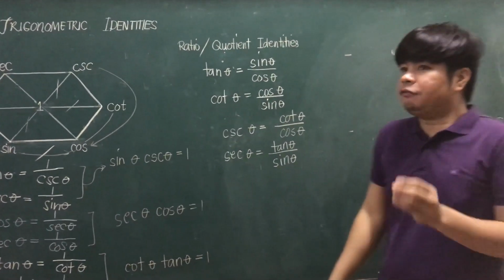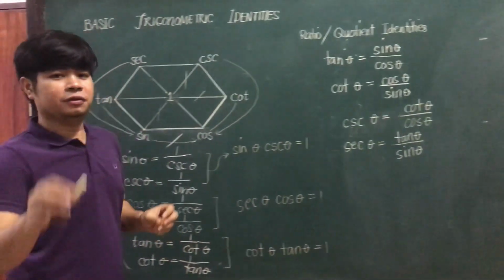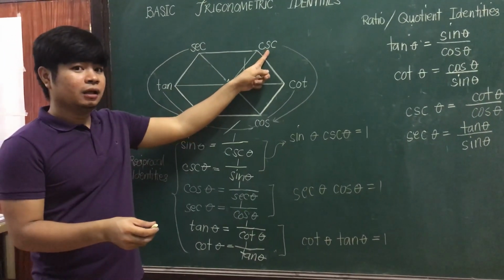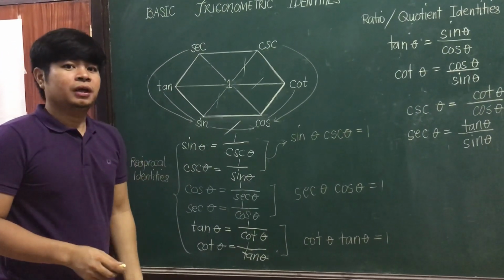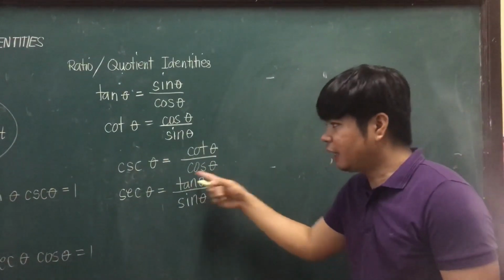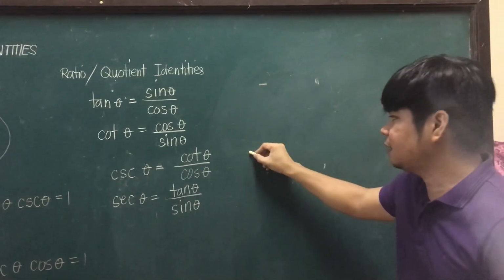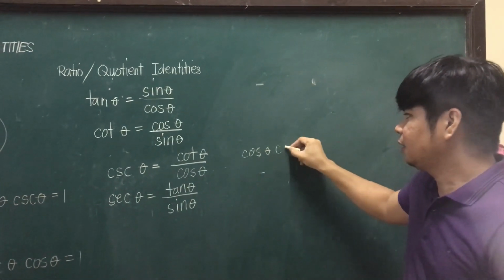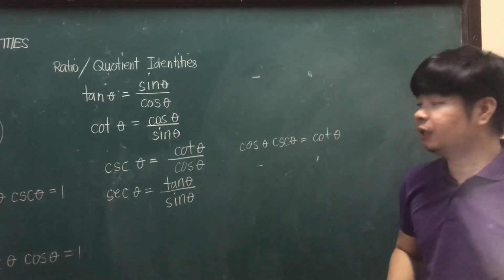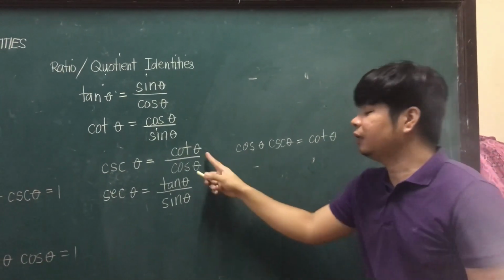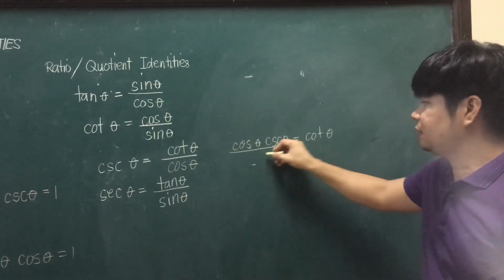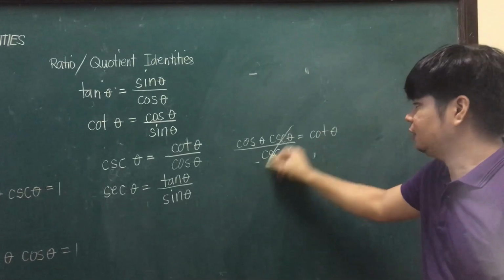Okay? But if in your mind you think that tangent theta is secant theta times cosecant theta, let's check if that is true. And for us to, maybe we can generalize another. So cosine theta times cosecant theta will give us cosine theta cosecant theta, and that is equal to cotangent theta. Now we're going to find cosine theta in terms of cotangent theta and cosecant theta. So divide both sides by cosecant theta.